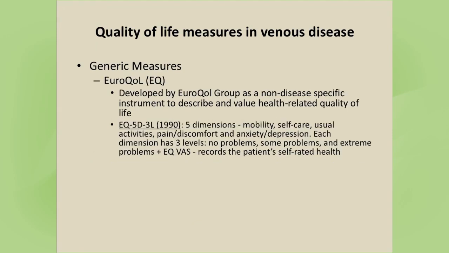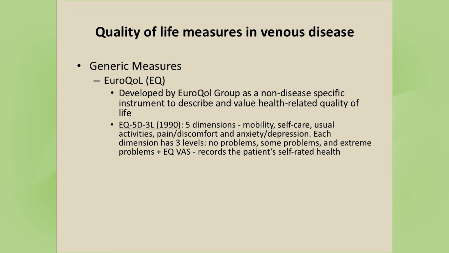Now, the VEINES-QOL, it was developed by the VEINES-QOL group as a non-disease specific instrument to describe and value health-related quality of life. The original instrument was the EQ5D3L that came out in 1990. 5D refers to 5 dimensions and 3L refers to 3 levels. And the dimensions are mobility, self-care, usual activities, pain, discomfort, and anxiety, depression. And the 3 levels are no problem, some, and extreme problems.